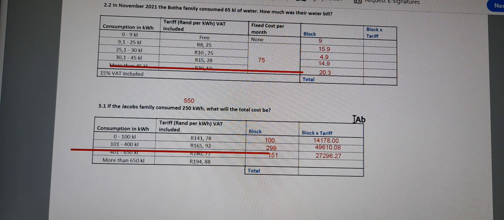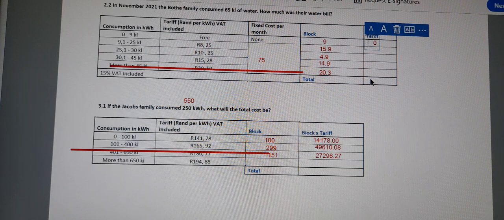Now we're going to get our tariff, which is block times tariff. It's 9 times 0 because we've got a free, it's 0. And then fixed month, it's 0. Okay, and then we come to this one, we got all this. But all this, they've got an additional 75. So which means we will get our total. After getting our total, we just add 75 rand once, because all these, they add 75 rand once.